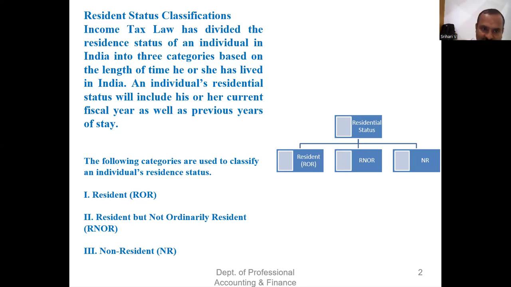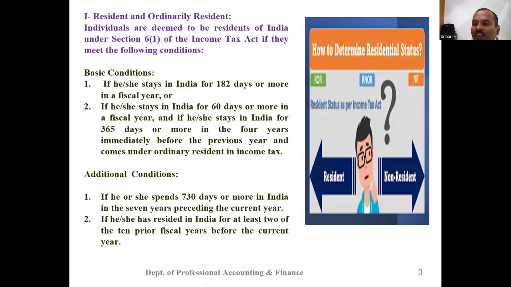Now the question arises, how are we going to determine whether the individual is a resident, not ordinary resident, or non-resident, based on the basic conditions and additional conditions. According to Income Tax Act 1961 under Section 6, there are certain basic conditions, and the additional conditions are explained in Section 6, subsection 6.